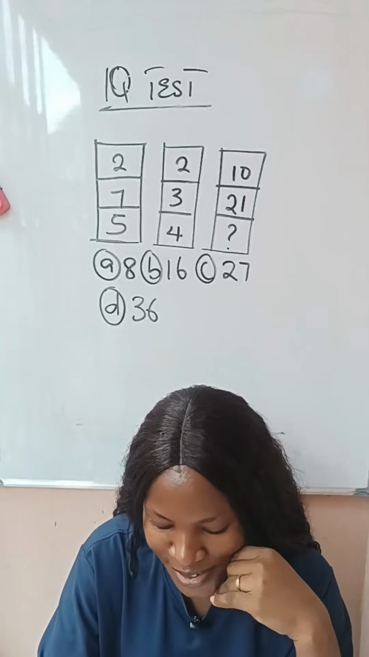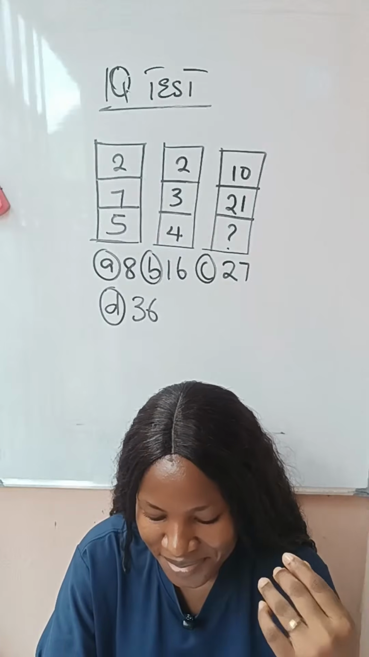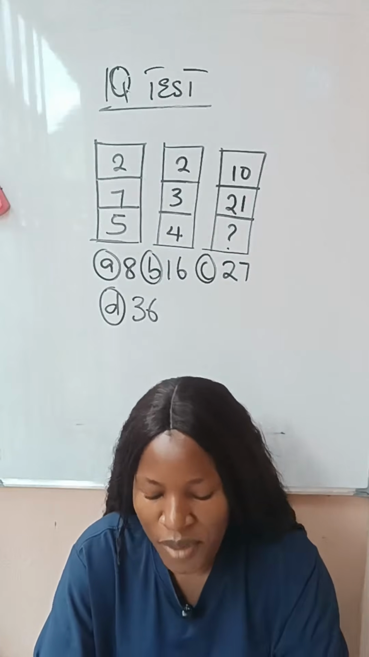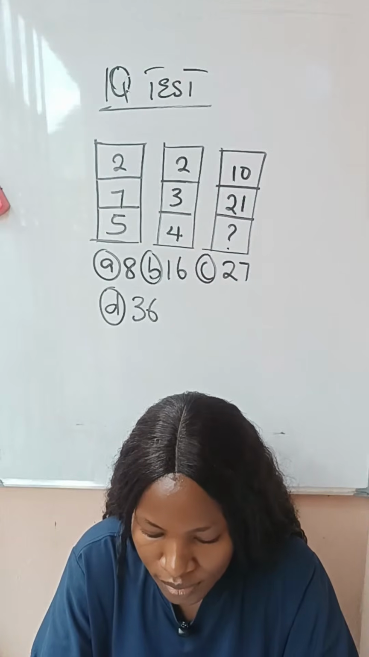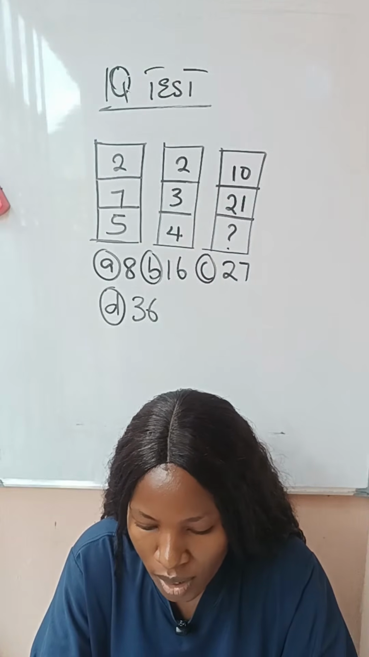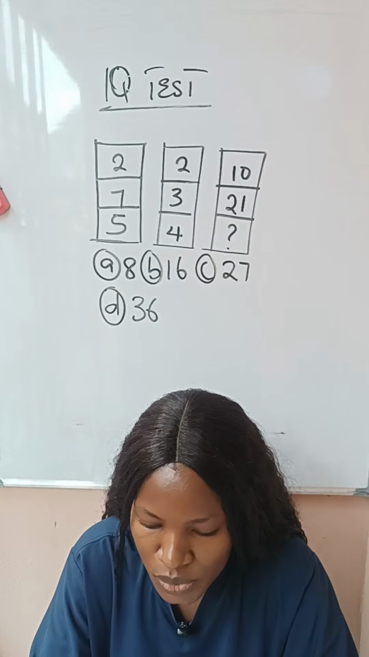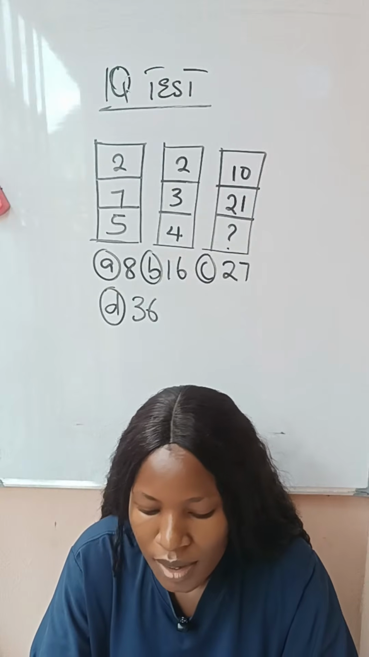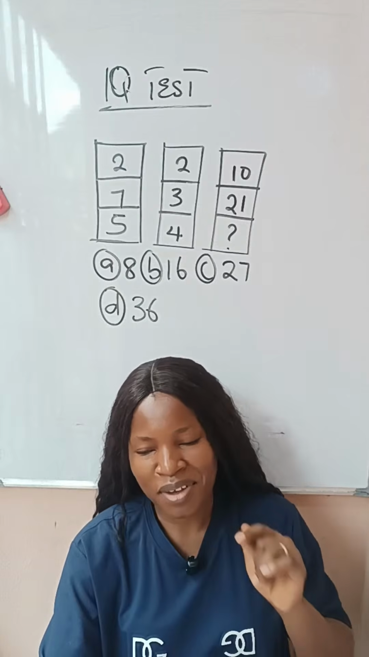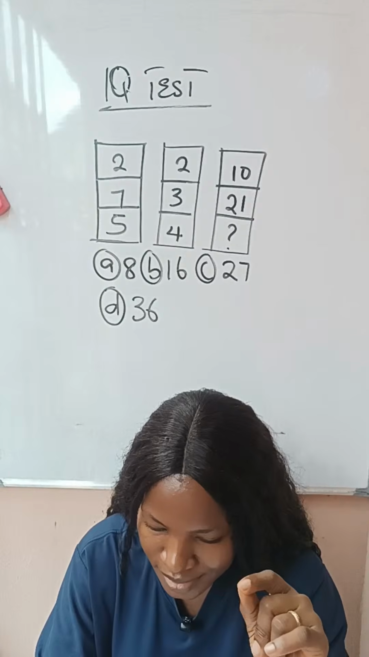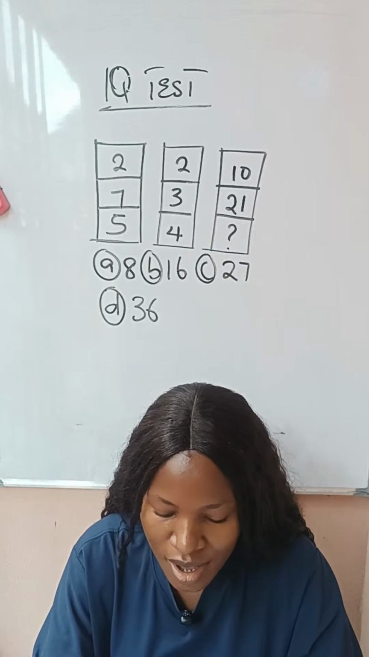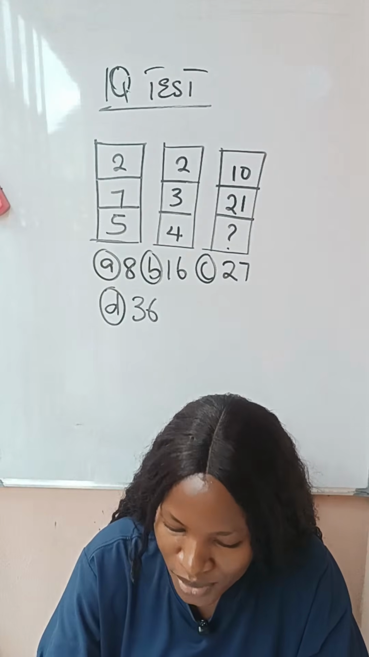Okay, so let's continue, friends. So now we have 275, 234, and 1021. A number is missing. Now, another thing, let me give you a tip. Don't think inside the box. Just think outside the box.